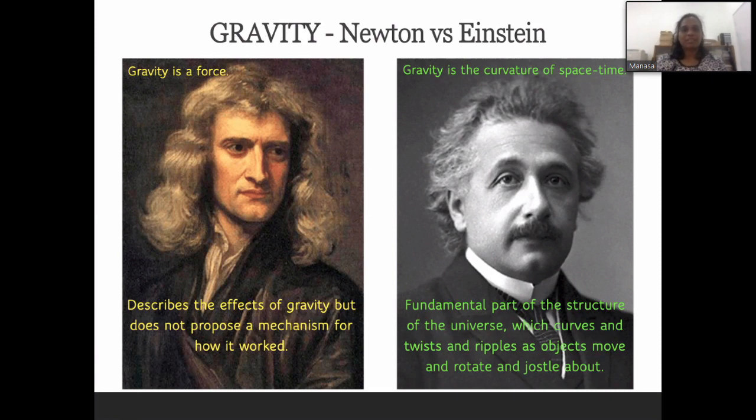It all starts with a definition of gravity, and as described by Newton's laws, gravity is actually a force. While Newton's laws were able to describe the effects of gravity, it still could not propose a mechanism as to how things worked. So then came Einstein with his general theory of relativity, and he described gravity as a curvature in space-time. According to him, it's actually a fundamental part of the structure of the universe. And depending upon how the objects move and rotate within the space-time curve, you see twists and ripples and everything else that comes along with it.